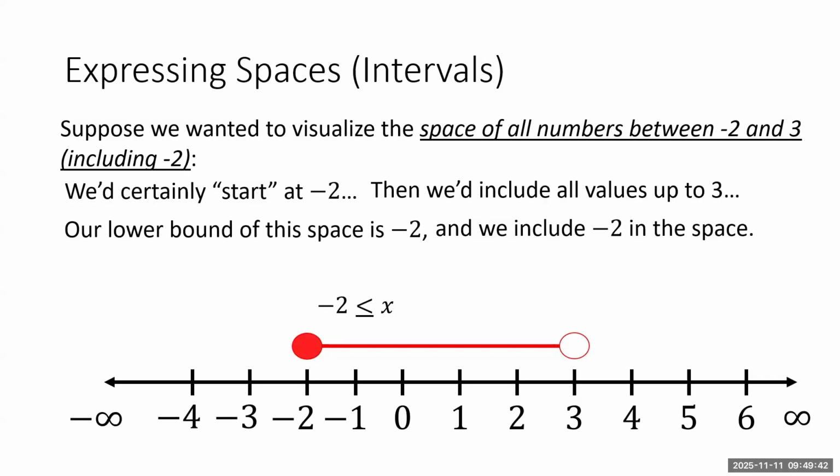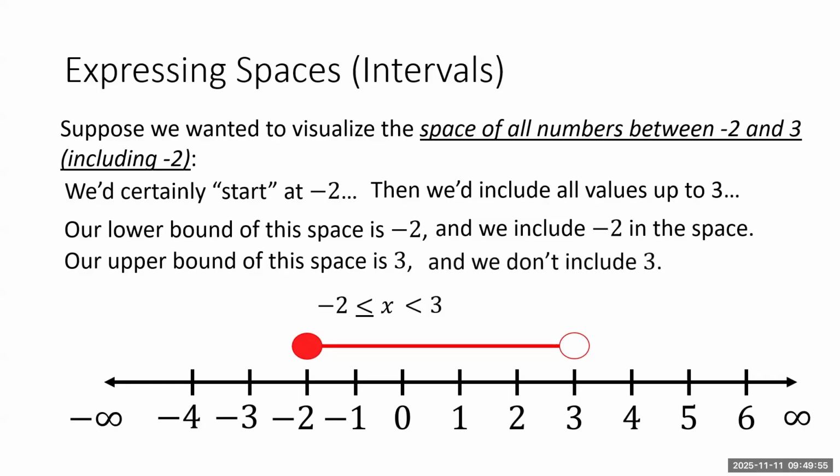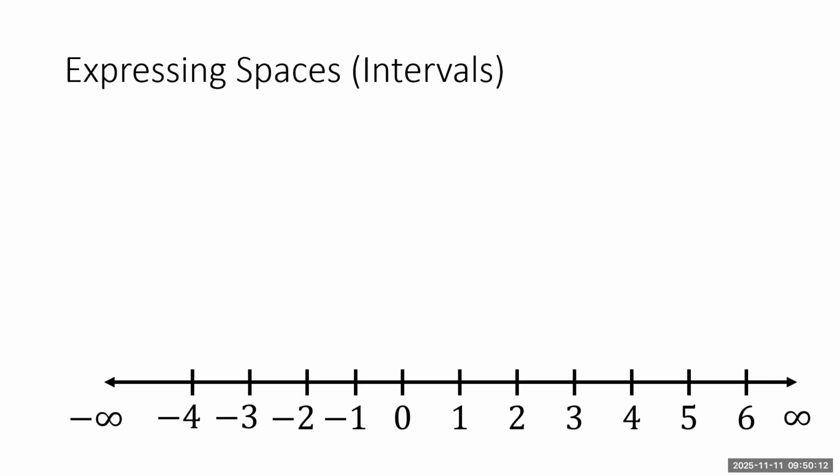And so now we have the inequality -2 is less than or equal to x. And the upper bound of our space is 3. So now we have that x is less than 3. So our inequality at this juncture is -2 is less than or equal to x, which is less than 3. Since we don't include 3, because we never said we would, we're going to leave that circle at 3 open, and we're going to leave that inequality for 3 strict, meaning that we don't include 3. So our final inequality is -2 is less than or equal to x, which is less than 3.